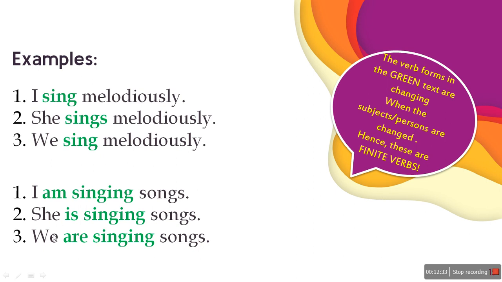So I, she, we. The subjects are different, so the verb forms are different. The verb forms are changing depending on the subjects. Such verbs are called what? Finite verbs. Is that clear, my dear friends? Right, next.